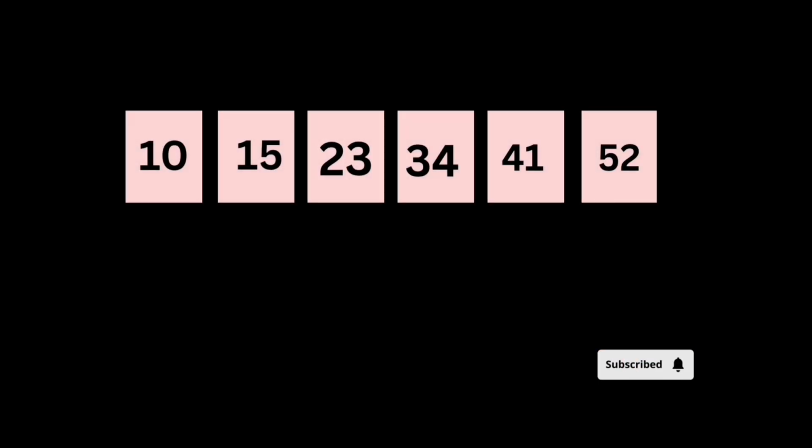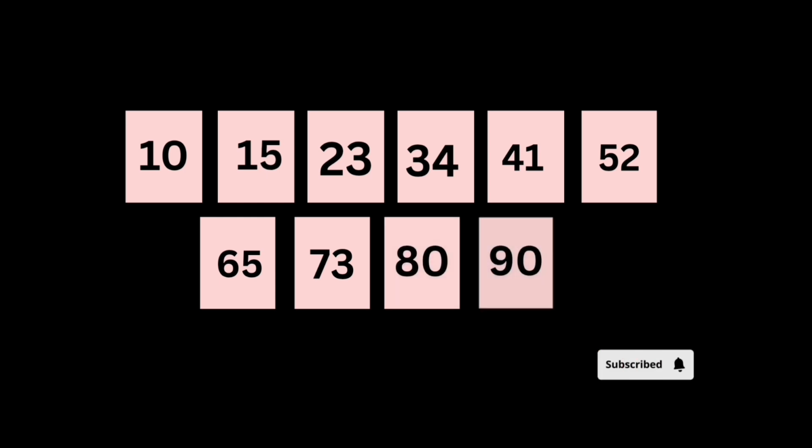Linear search explained. Let's say we have the list of numbers 10, 15, 23, 34, 41, 52, 65, 73, 80, 90. Now I want to find where the number 65 is hiding.